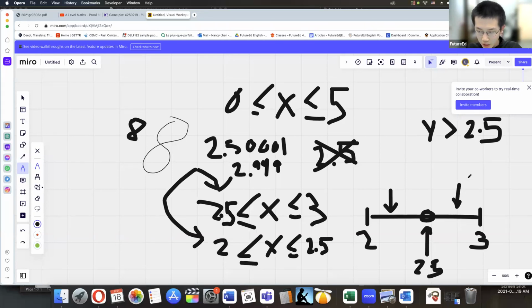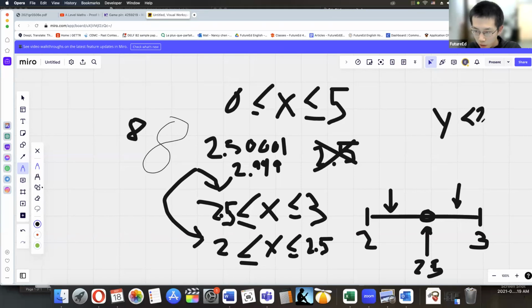So if that's not the case, then we can assume that y is less than 2.5, right? So if y is less than 2.5, is y greater than 2.5? No. That's also another really weird statement, because if y is less than 2.5, it cannot be greater than 2.5.